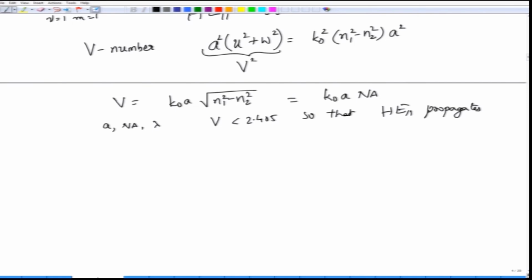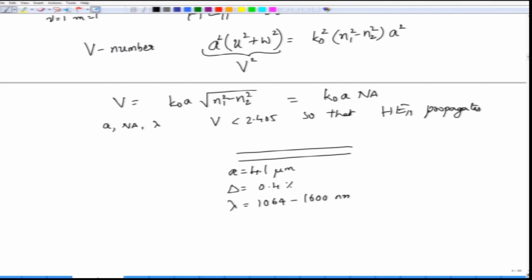Now it is interesting, suppose I give you a single mode fiber, a standard single mode fiber, which has A of 4.1 micron, which has a delta, which is the refractive index difference, right, of about 0.4%. I will say that lambda is 1064 to 1600 nanometer. I want a single mode condition over this entire band of wavelengths. Now clearly if I want to satisfy the single mode condition, at this wavelength my V number has to be less than 2.405, and at this wavelength also my V number has to be less than 2.405.